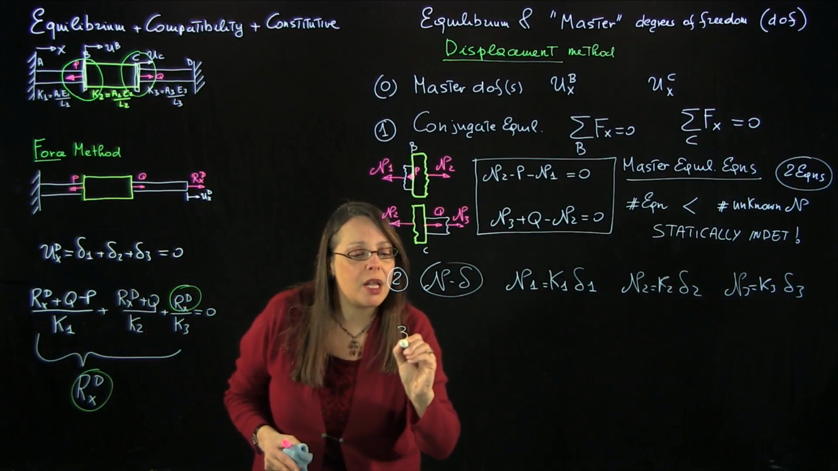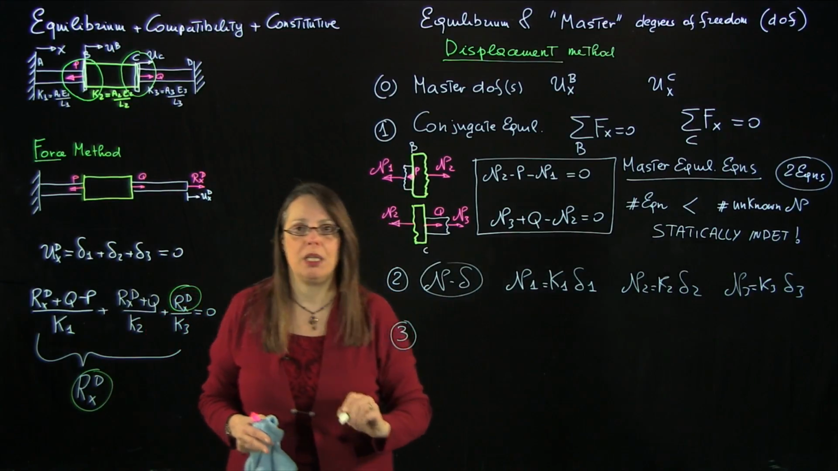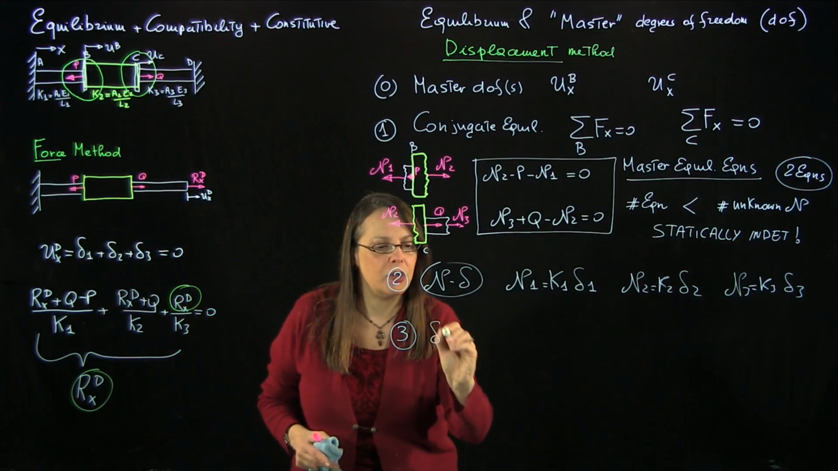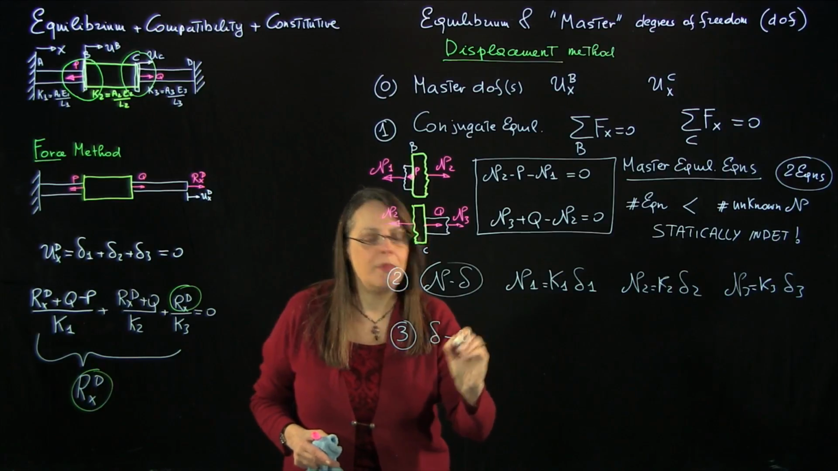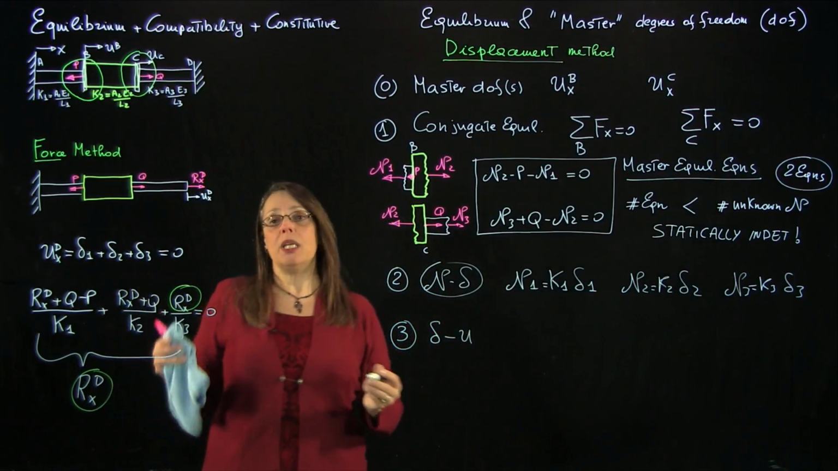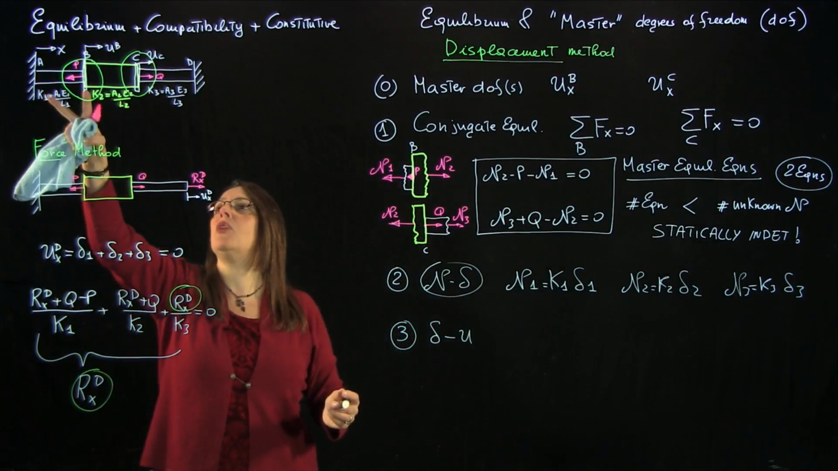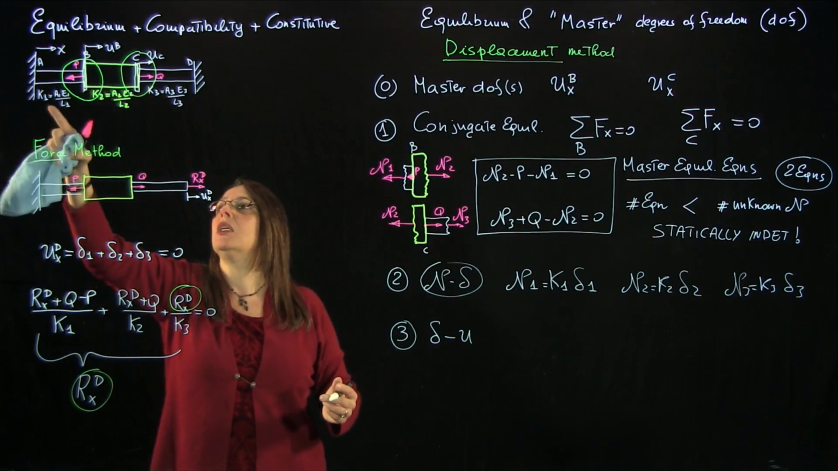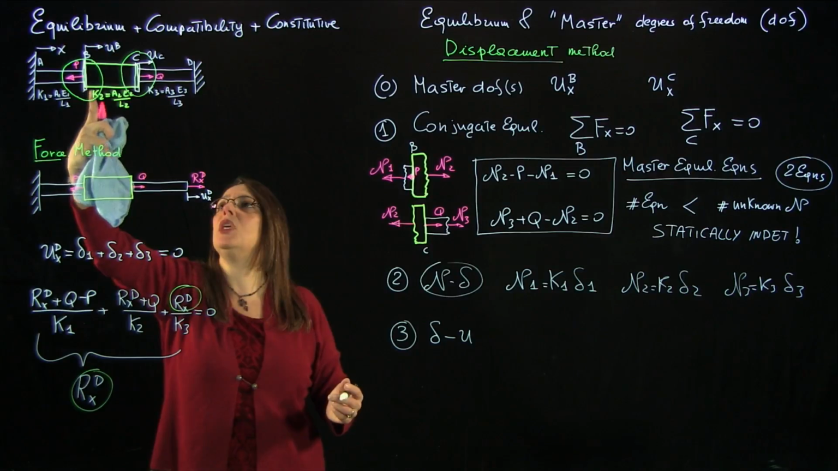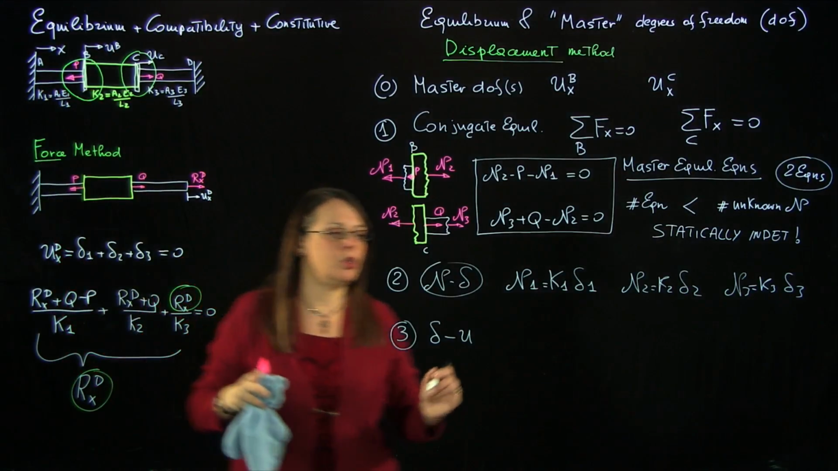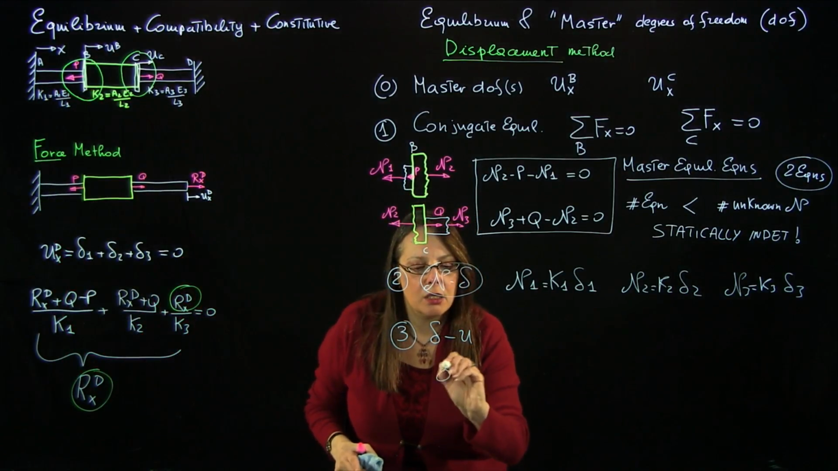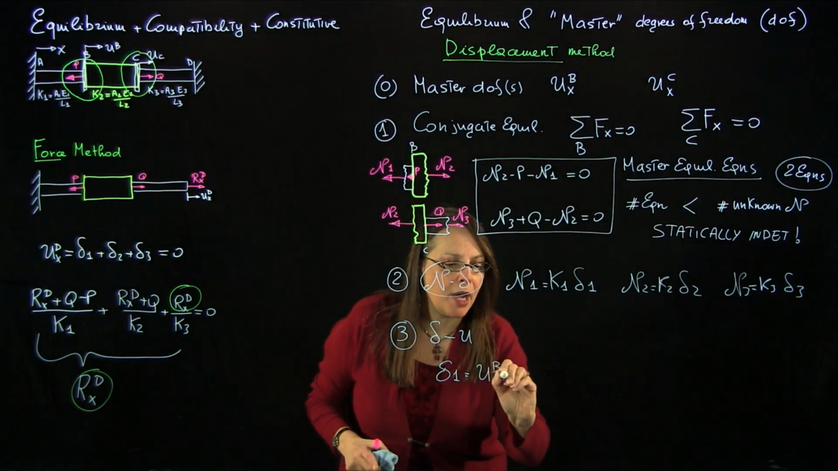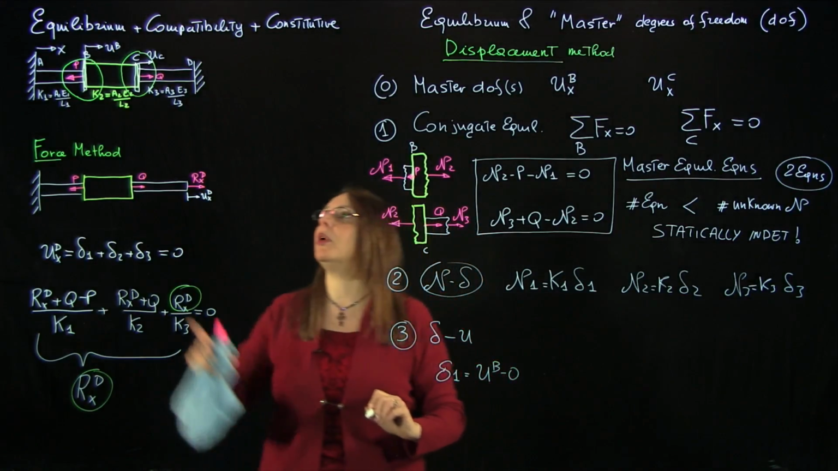The third step, we already did it when we were doing compatibility. The third step is what are the relationship between the elongation of the bar and the master degrees of freedom. We did this before. So what is the elongation of bar 1 in terms of the displacement of the sections? The elongation of bar 1 is going to be UB minus 0. So I can write delta 1 is equal to displacement at the end of the bar minus the displacement at the beginning of the bar.